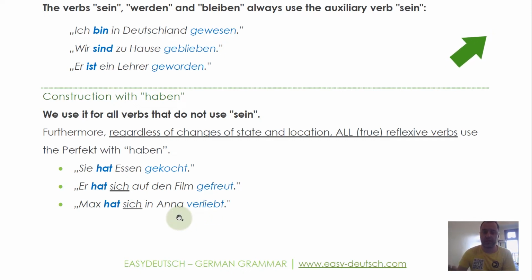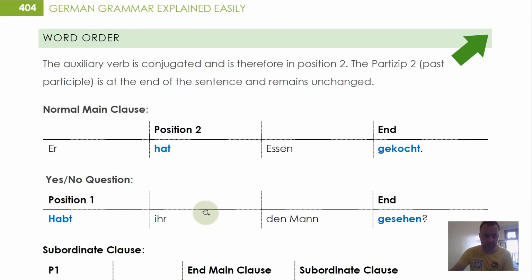A true reflexive verb is reflexive at all times. There is no way that you can use it in a non-reflexive way, whereas a regular reflexive verb is just sometimes used in a reflexive way. It means you can use it with reference to an object and not just the subject like true reflexive verbs. For more details about that, check out the video that I link for you in the info cards.